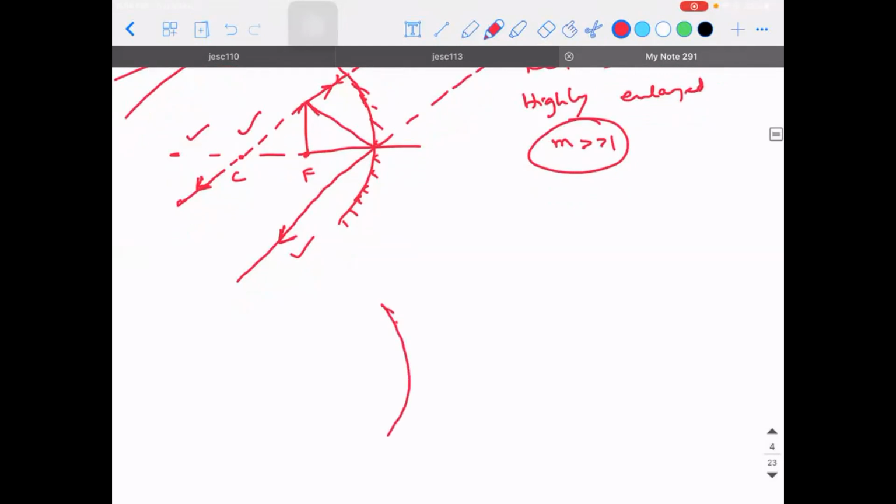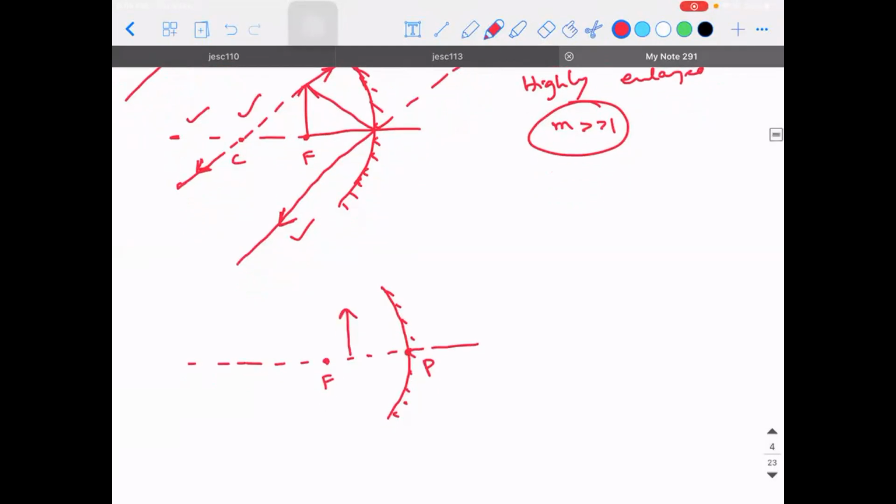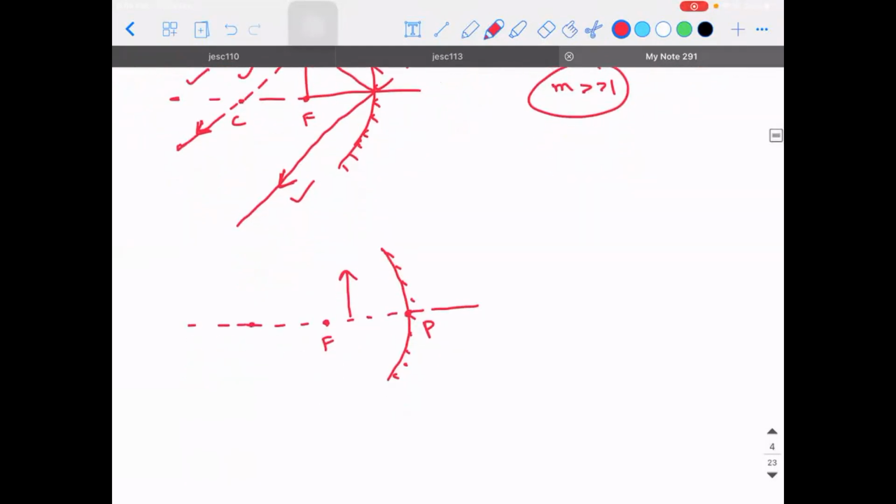Okay. Next is between F and P, between the focus and the pole. So where will the image be formed? Beyond the mirror. Virtual image. Behind the mirror, because they get diverged. So this is the point where a converging mirror actually starts behaving like a diverging mirror.